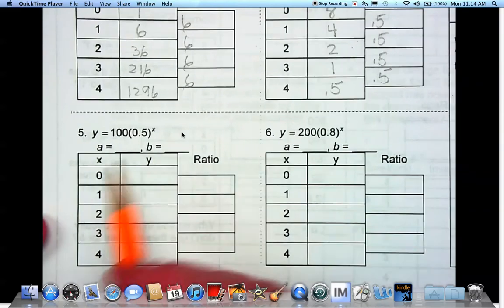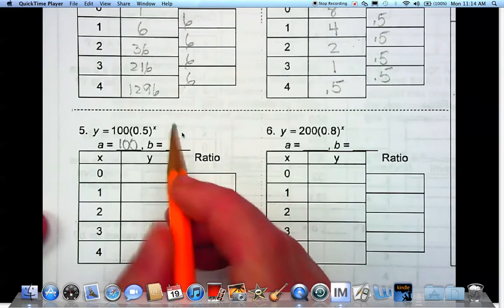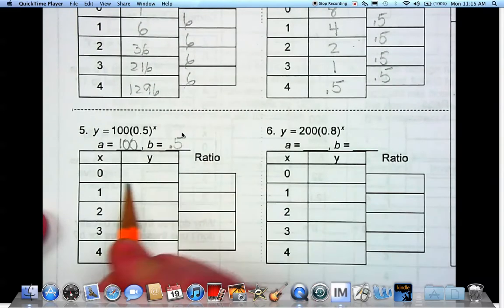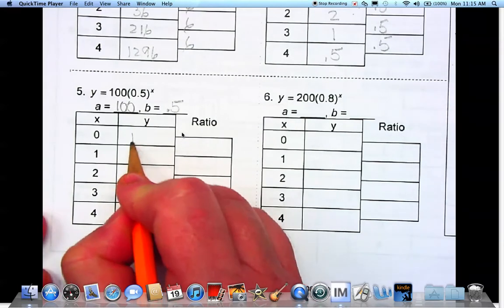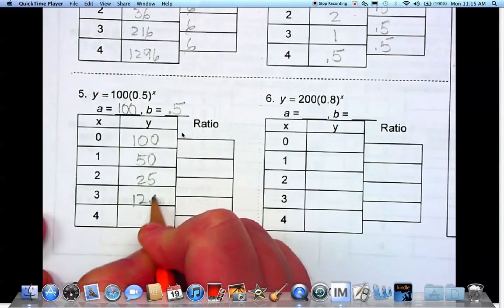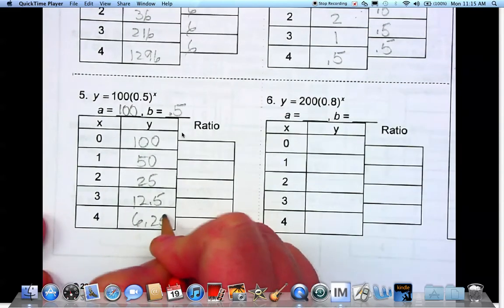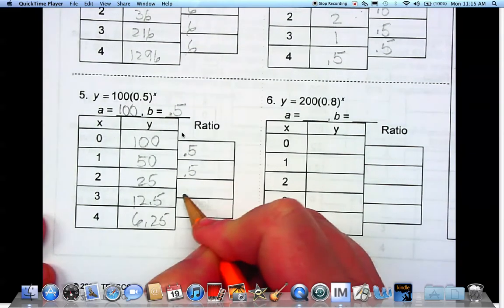But okay, number 5, what is A? 100. And B is 0.5. So let's just write the table without looking at the graph. What would you start out with? 100. 50. 25. 12.5. 6.25. There you go. And it's multiplying by 0.5, or you could even say 1/2.